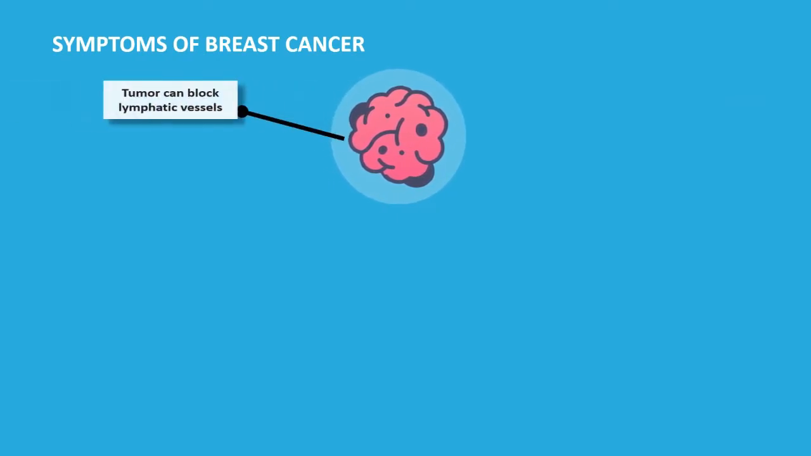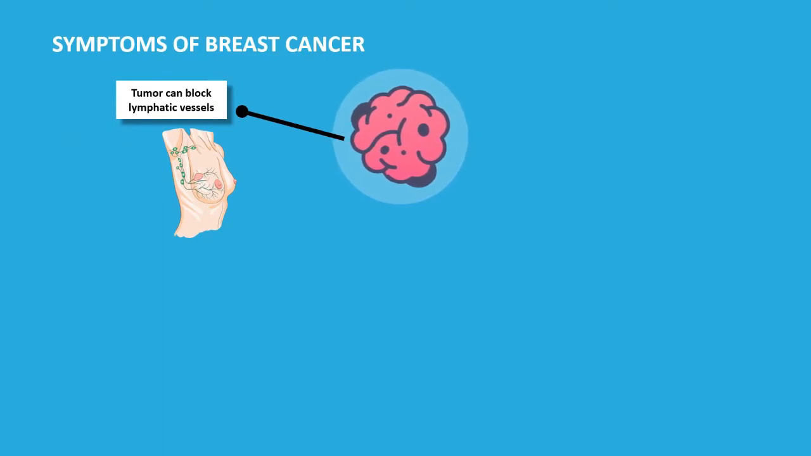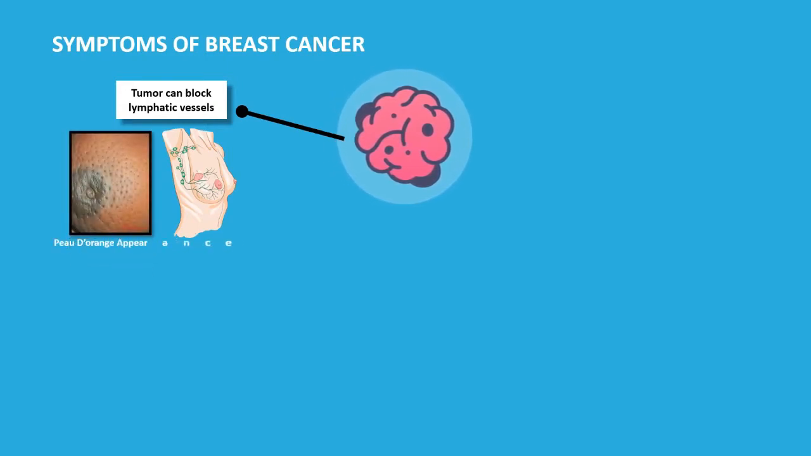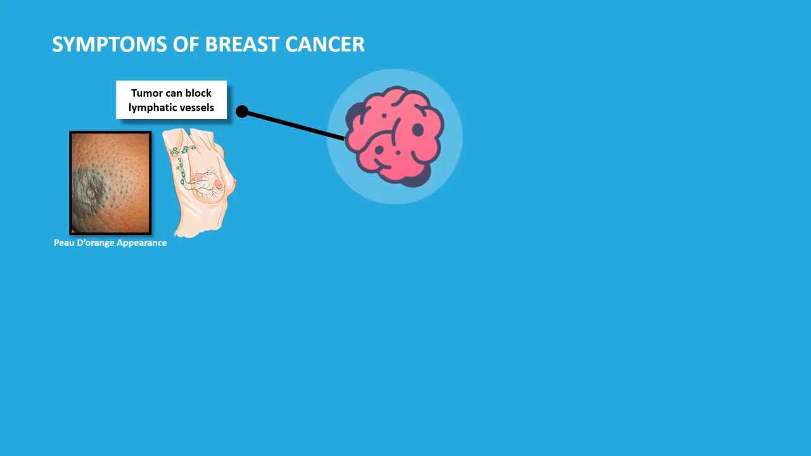Tumor can invade and block the lymphatic channels, causing lymph to build up in the interstitial space. This buildup of lymph would normally cause the breast to swell, but the suspensory ligaments don't allow the skin to stretch, causing the skin to become thickened and dimpled. This is called the peau d'orange appearance.